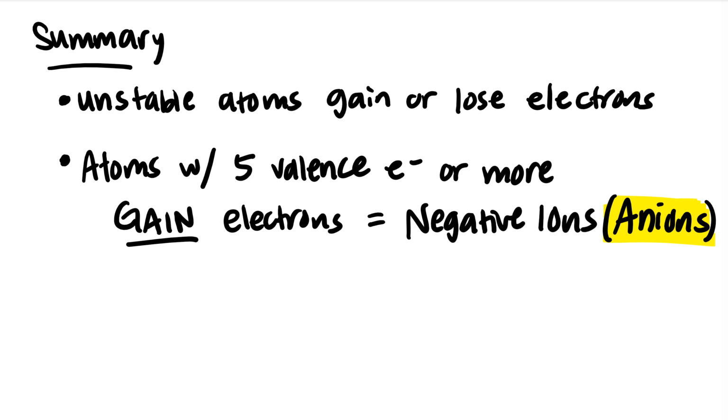One important thing to note, when I say atoms with 5 valence electrons or more, if it has 8, remember that's already a stable atom. It's not going to gain electrons. Okay, so really I'm saying 5 valence, 6 valence, or 7 valence electrons. And so that means all other atoms with less than 5 are going to lose electrons.